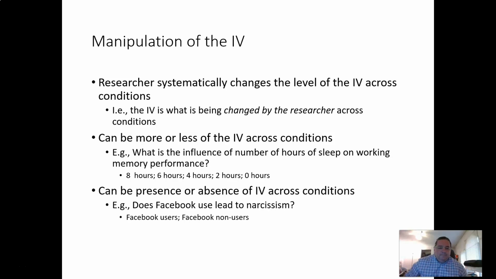So the researcher systematically changes the level of the IV across conditions. It can be more or less of the IV across conditions, and it can be the presence or the absence of the independent variable across conditions. So those are the things that people can manipulate to see if there's differences.